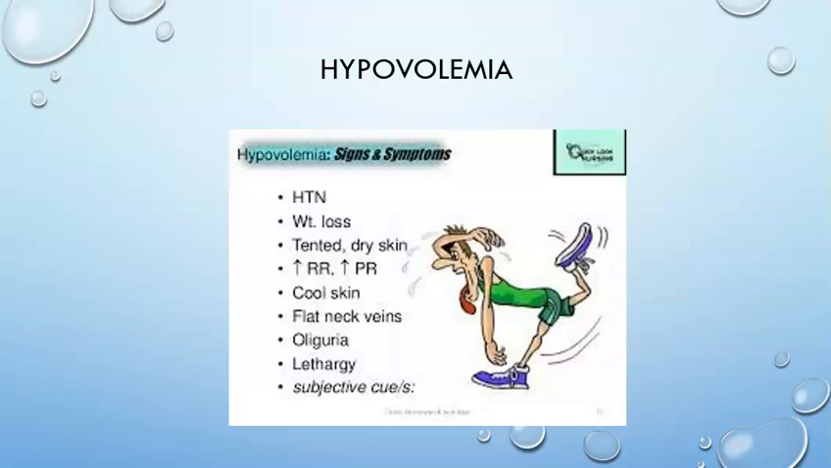You're going to see tented, dry skin. So when you're assessing skin turgor, this is where when you pinch their skin, it would stay tented. They'll have an increased respiratory rate and an increased pulse rate, so they'll be tachycardic. They'll have cool skin, flat neck veins. So when you look at the veins in their neck, they won't be distended at all. They won't be the normal volume that they look. They'll be nice and flat.